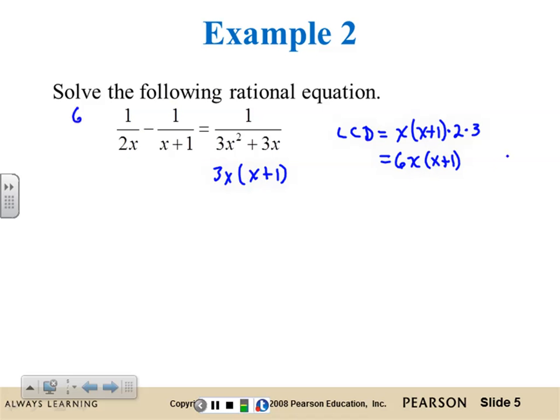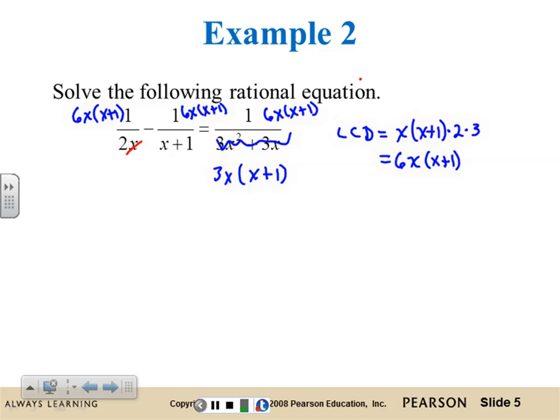So I'm going to multiply here by 6x times x plus 1. I'm going to multiply here by 6x times x plus 1. And I'm going to multiply here by 6x times x plus 1. So watch what happens. And remember, this denominator's gone now because it turned into this. So let's start and see what we can cancel out.